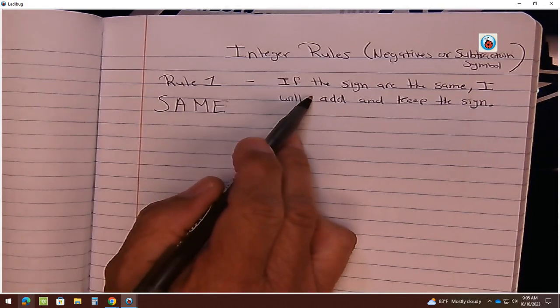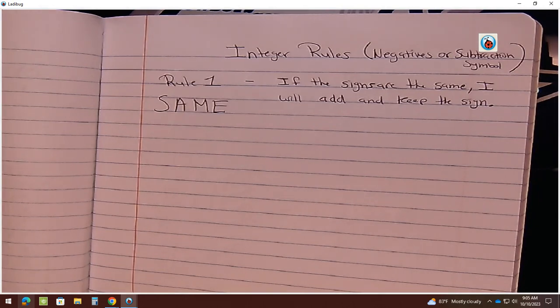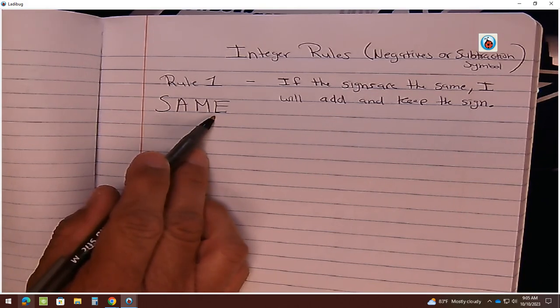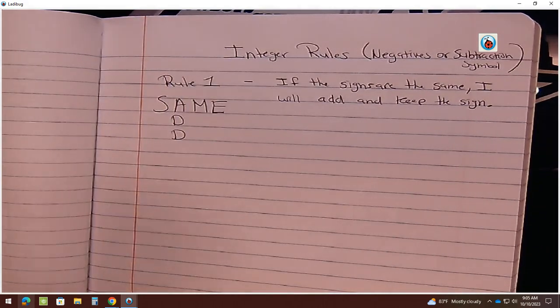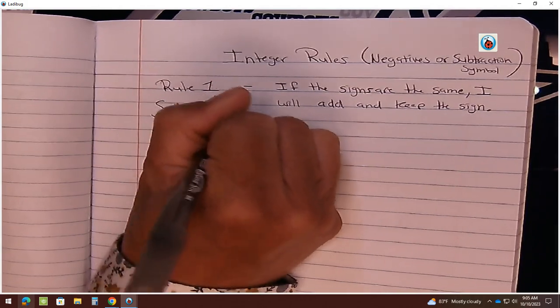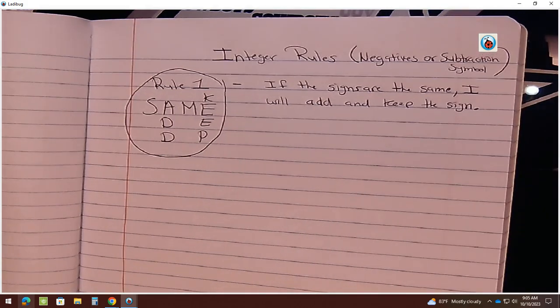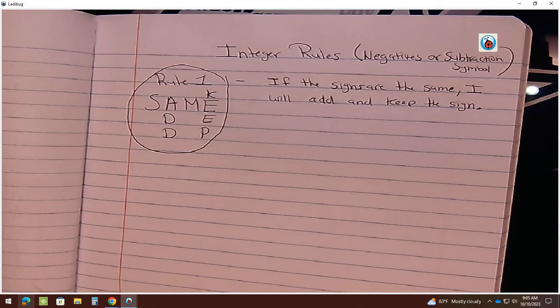Rule 1 says if the signs are the same, I will add and keep the sign the same. So our strategy is this, to write this real big like this. Once you see the signs are the same, the A is going to remind me to add, and the E is going to remind me to keep. This is our strategy when the signs are the same. I'm going to add and keep. Questions? Right now, when I give an example, you're going to see what I'm talking about.